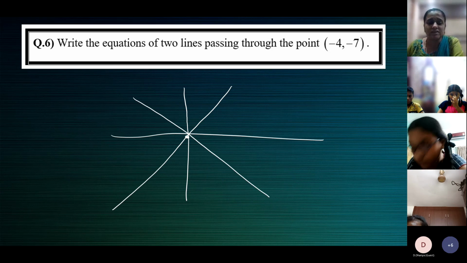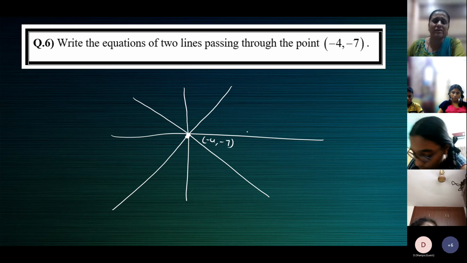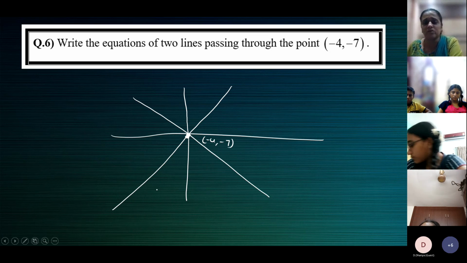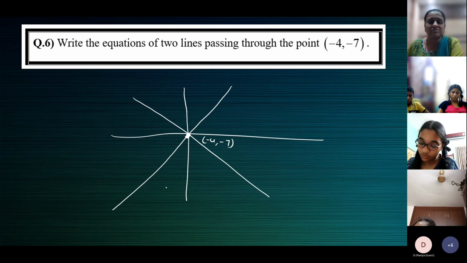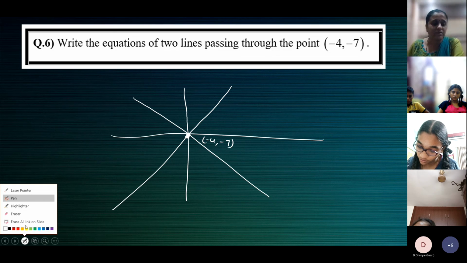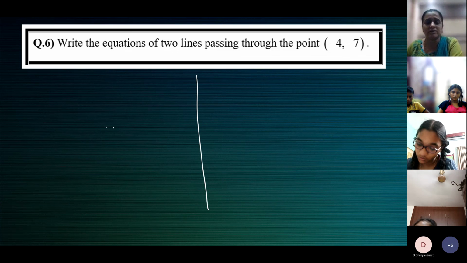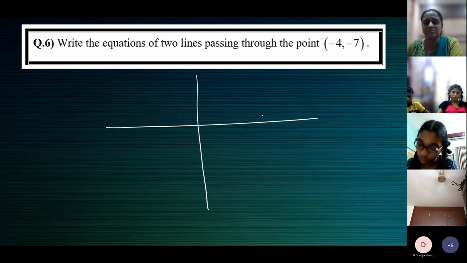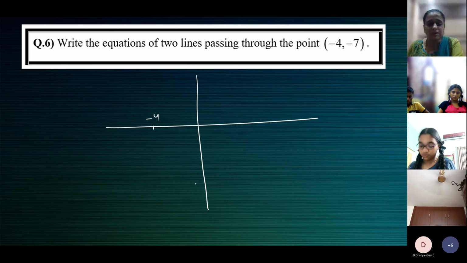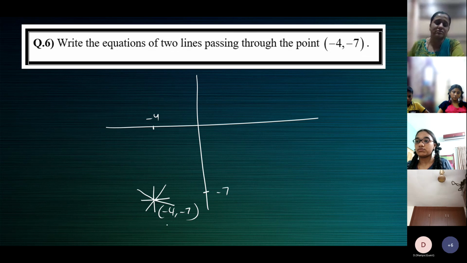Okay. So now say this point is (-4, -7). You can draw so many lines passing through this point. This point is in the Cartesian plane. Where will it lie? (-4, -7), somewhere here. This is -7, so somewhere here. Now through this point, there are so many lines passing through it.